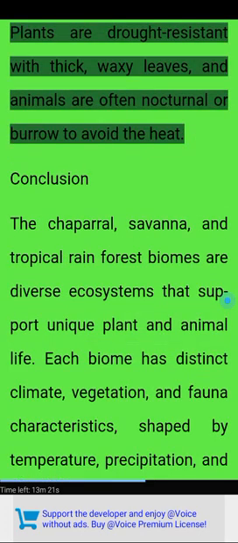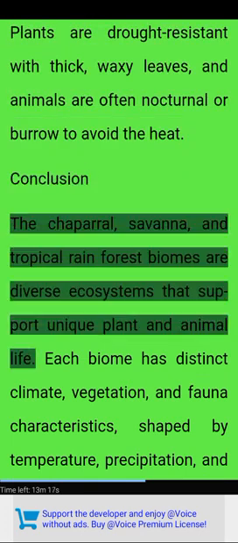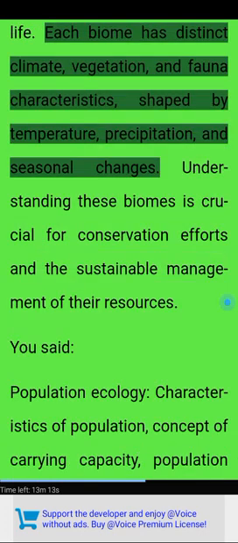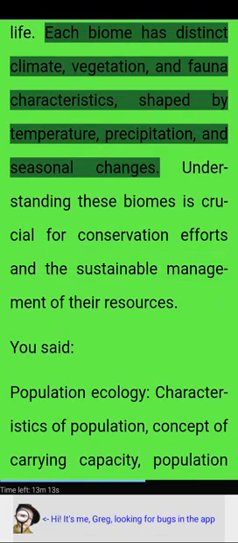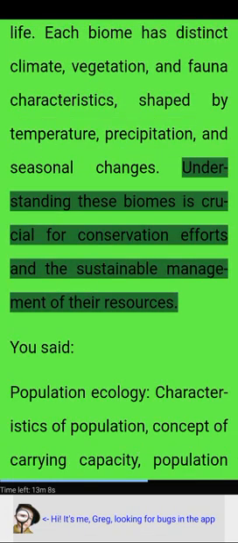Plants are drought resistant with thick, waxy leaves, and animals are often nocturnal or burrow to avoid the heat. Conclusion. The chaparral, savanna, and tropical rainforest biomes are diverse ecosystems that support unique plant and animal life. Each biome has distinct climate, vegetation, and fauna characteristics shaped by temperature, precipitation, and seasonal changes. Understanding these biomes is crucial for conservation efforts and the sustainable management of their resources.